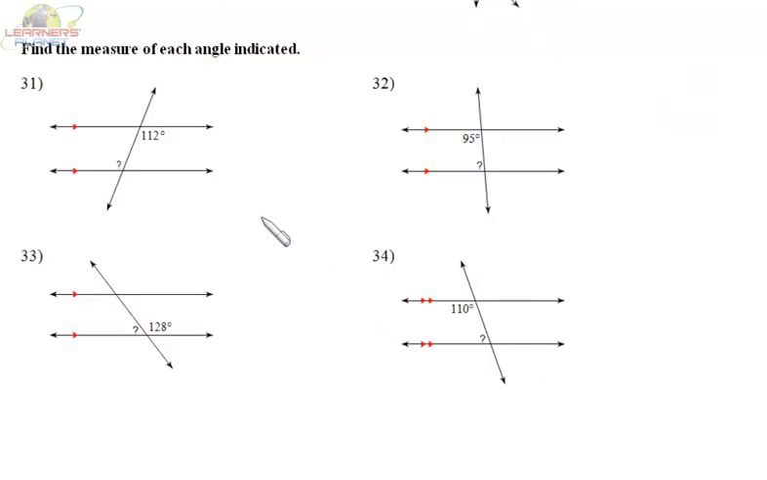Now, in these questions, we have to find out the missing angle or the angle which we have been asked. So here it's 112 degrees and this angle we have to find out. Now we can see the shape of Z over here. It's like this. So this angle, suppose it is x, and 112, both of them are alternate interior angles.